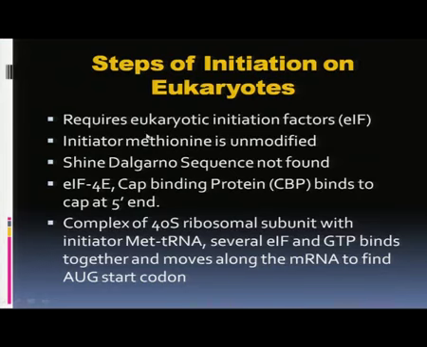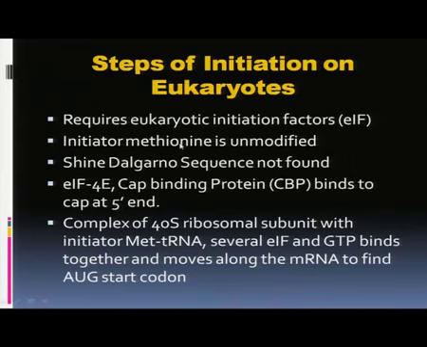If we talk about the steps of initiation in eukaryotes, it is somewhat similar to prokaryotic initiation, but with some differences. The first difference is that eukaryotes require eukaryotic initiation factors. In case of prokaryotes, they need initiation factor 1, initiation factor 2 and initiation factor 3. But in case of eukaryotes, they require eukaryotic initiation factors, that is eIF.